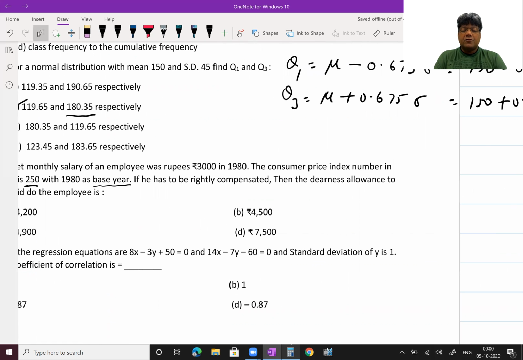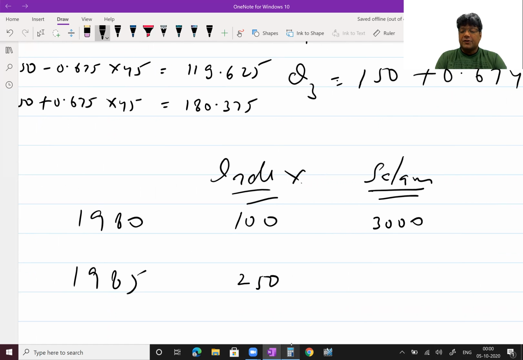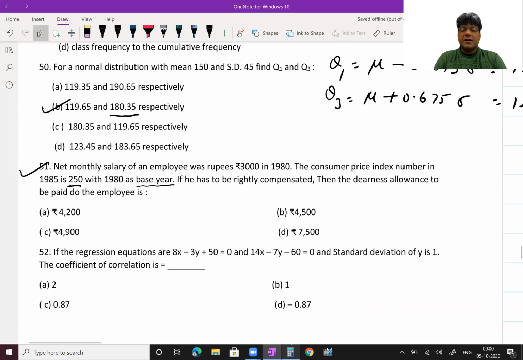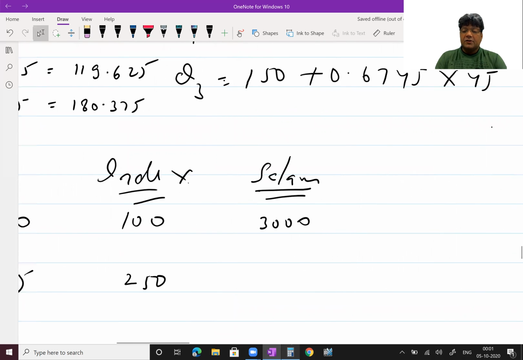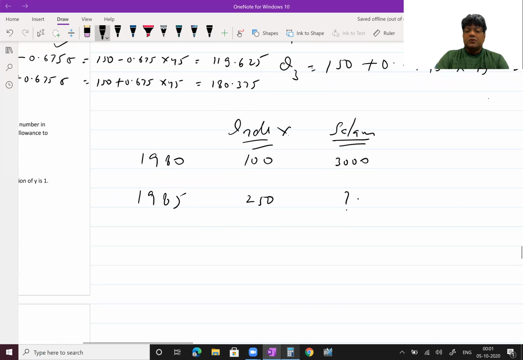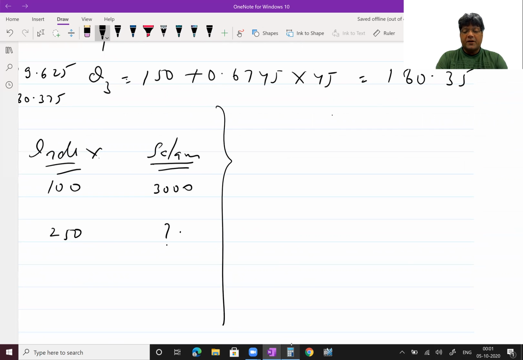The salary of an employee was 3000 in 1980. The question is telling us that the dearness allowance has to be rightly compensated and paid to the employees. So guys, we will calculate this right salary. According to this index, if you remember, I explained two methods: one, a conceptual method, and the other, the formula method. I will go by the formula method because I hope you'll remember that.